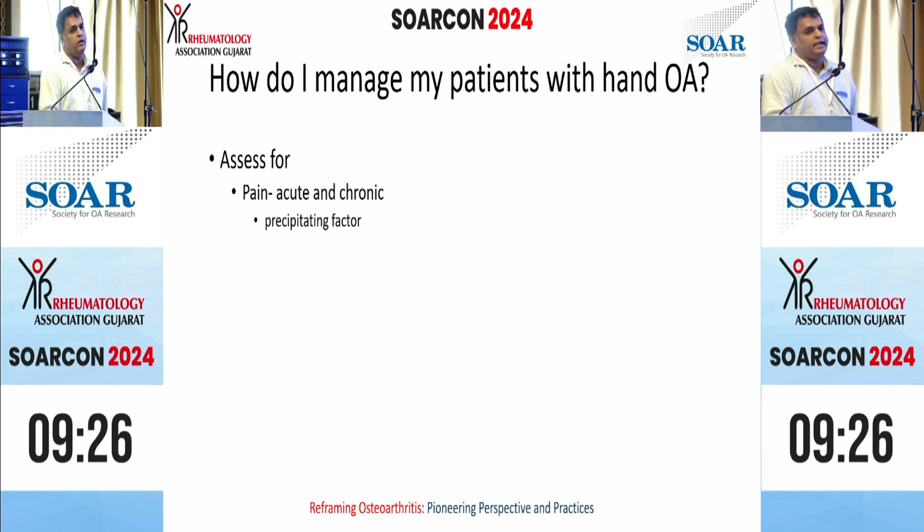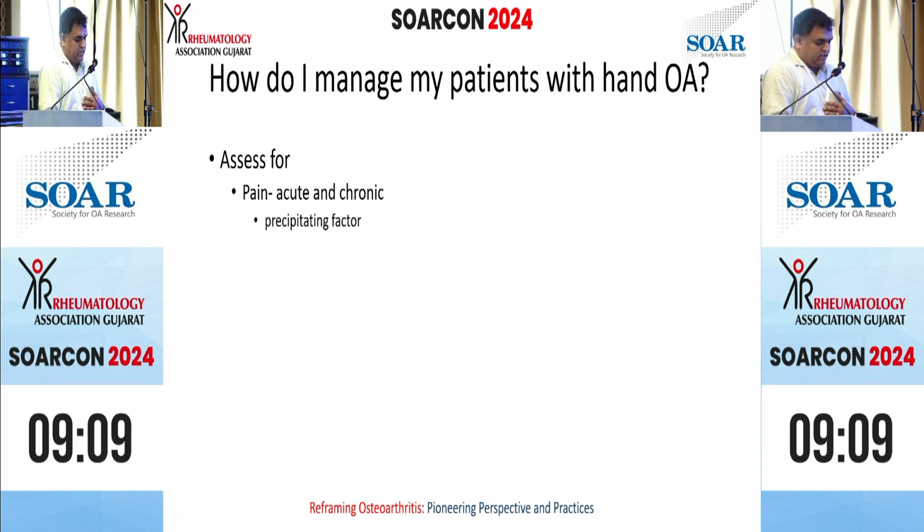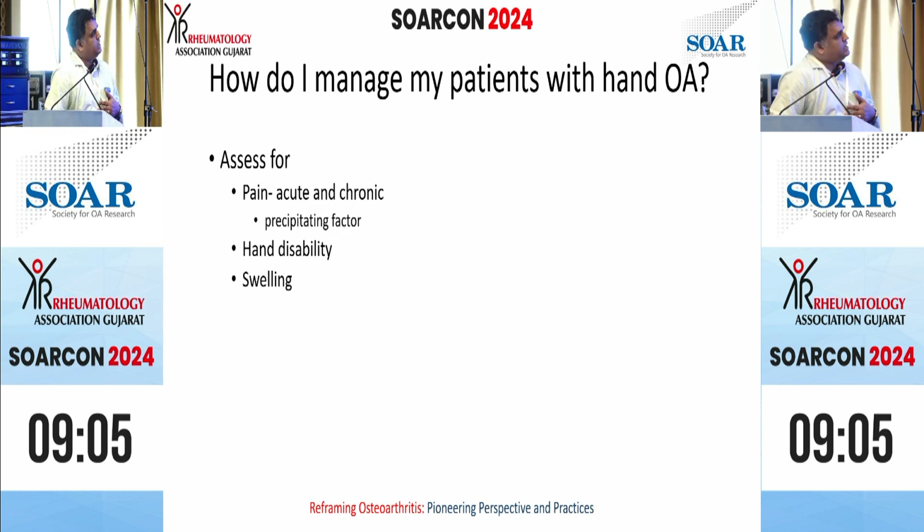So first of all, I assess the patients for pain. The pain in patients with hand OA can be acute or chronic. Very often, those patients who come with very severe pain have an acute precipitating factor. This could be an excessive repeated strain injury or excessive force, trauma that has happened to the hands. And if there is this precipitating factor, then you try to address that.